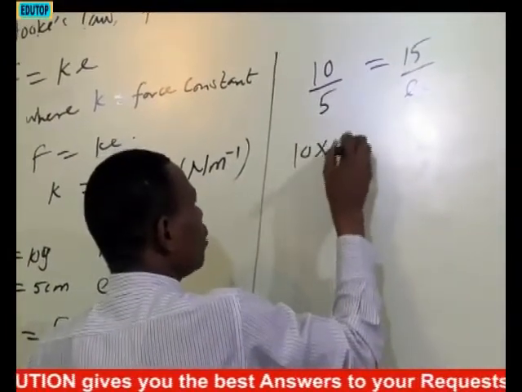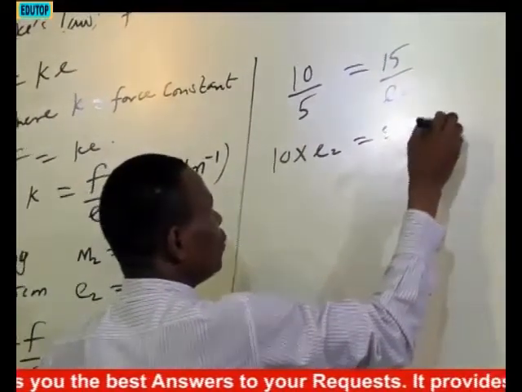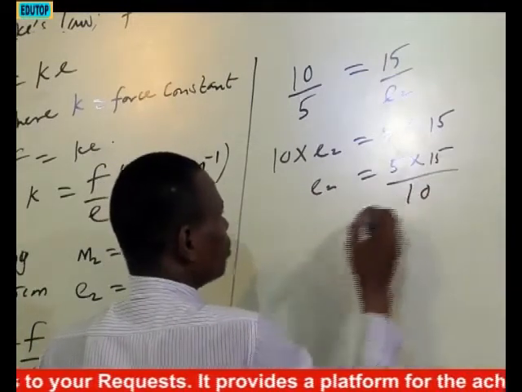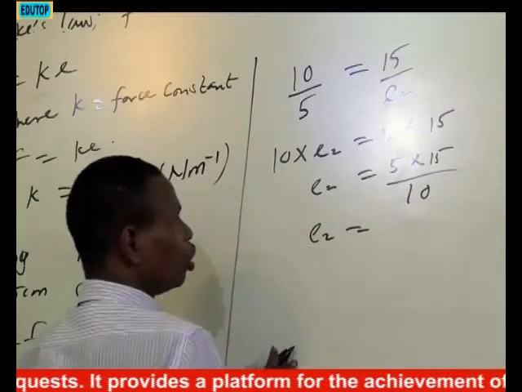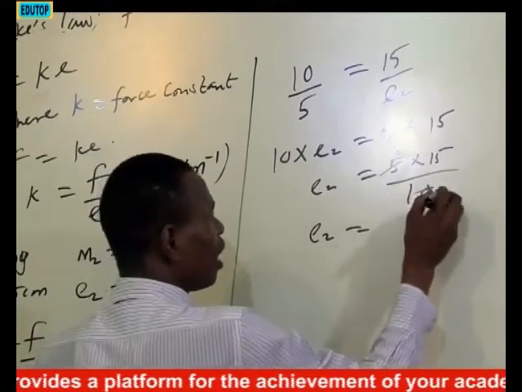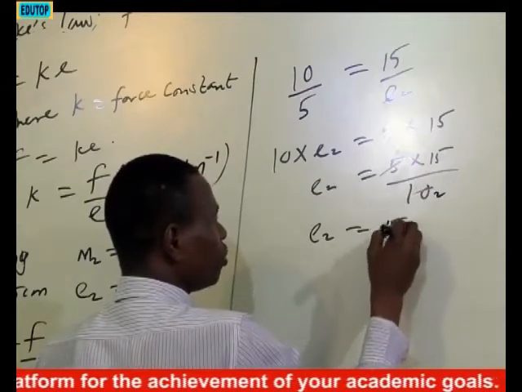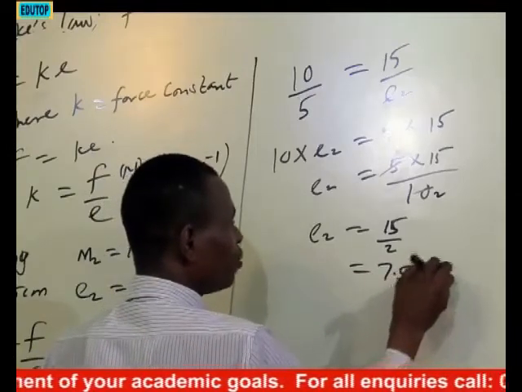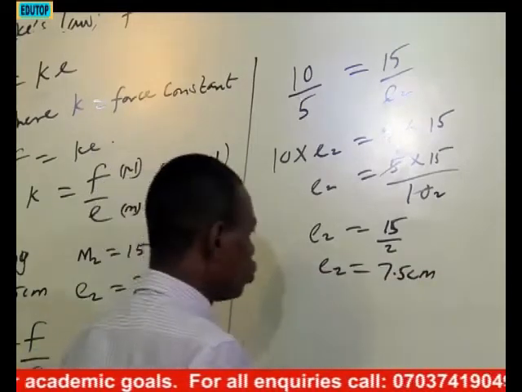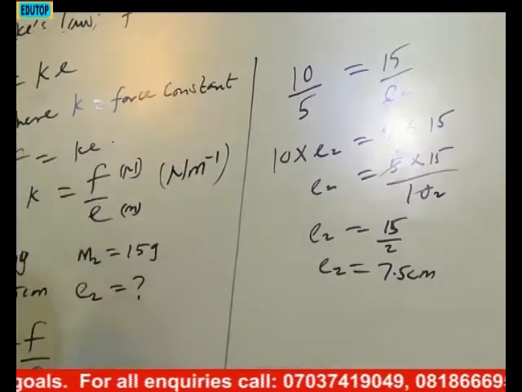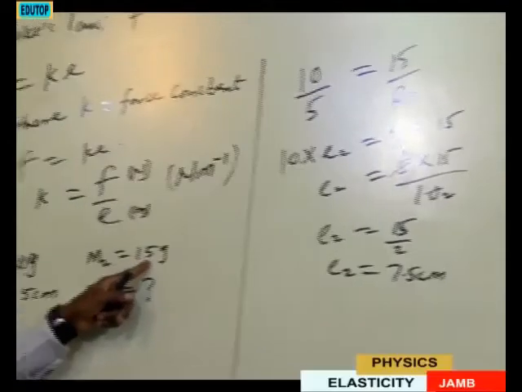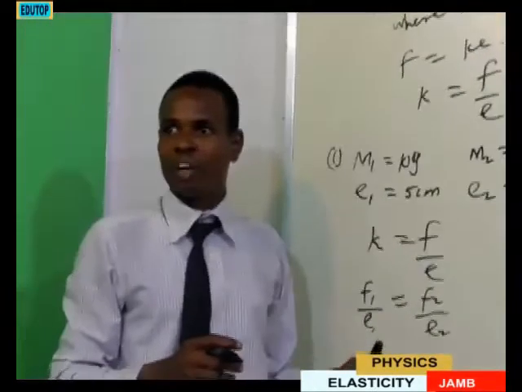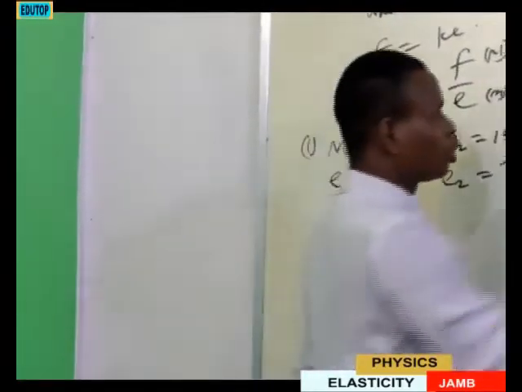We are going to have 10 times E2 equals 5 times 15, so E2 will be equal to 5 times 15 divided by 10. And E2 will be equal to 5 here 1, 5 here 2, 15 divided by 2, which is equal to 7.5 centimeters. And that will be the extension produced if we are to place a 15 gram mass on that same pan of the spring balance. And that's the simple solution.